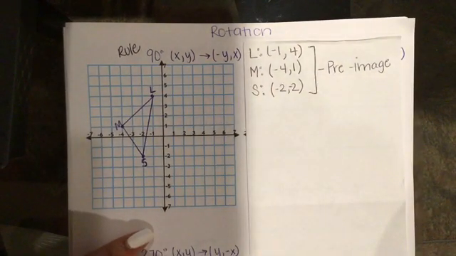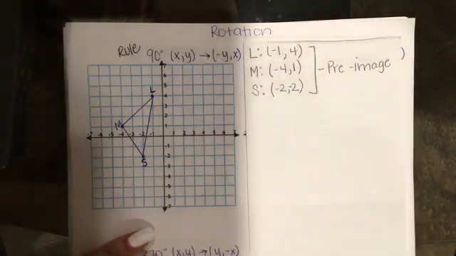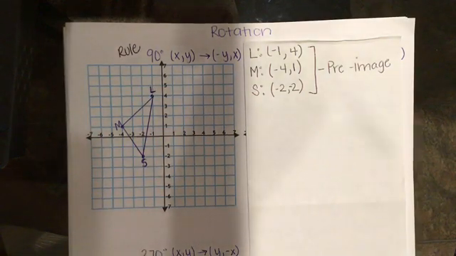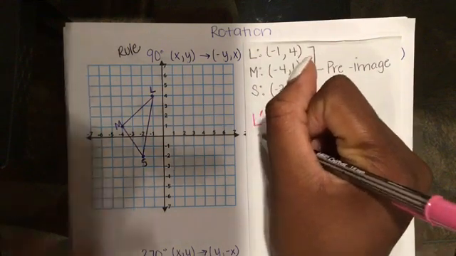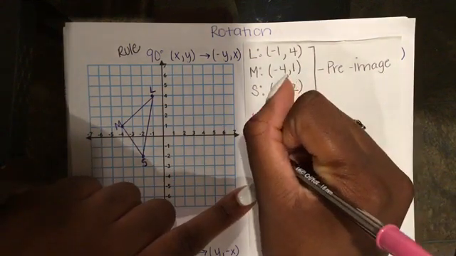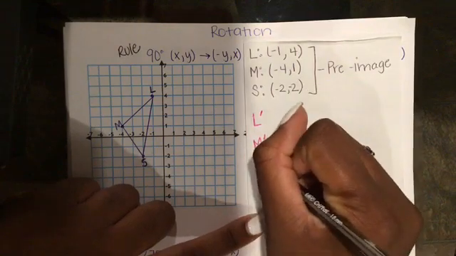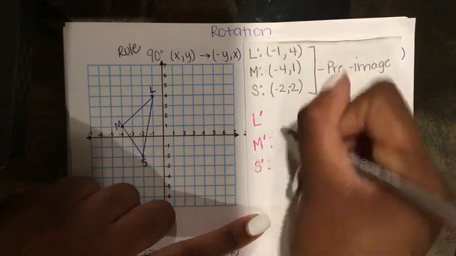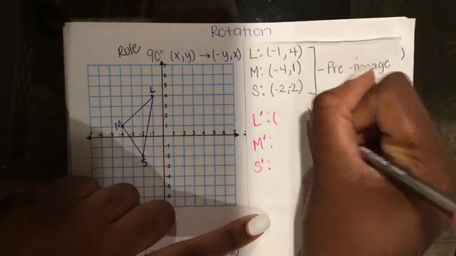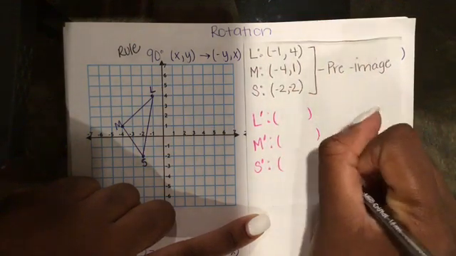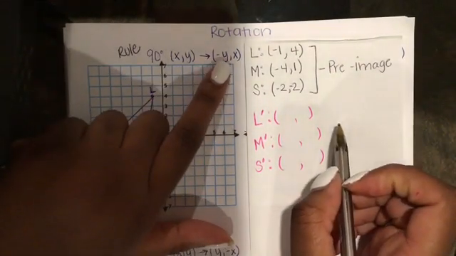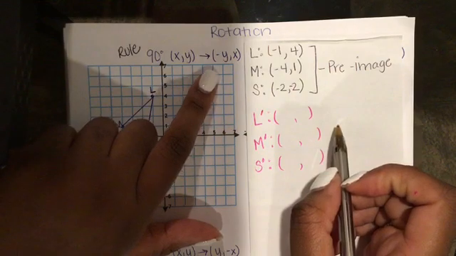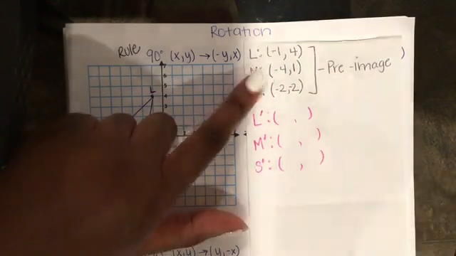So here, I want you to get a different color pen. I'm going to take pink. That is my favorite color. And we're going to list out L with the apostrophe, M with the apostrophe, S with the apostrophe. That just lets me know that these points will be my new image. So our rule says -y, comma, X. So we're using the same numbers, we're just flipping them.